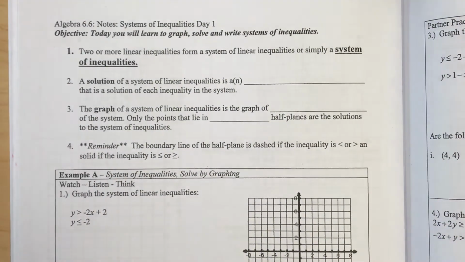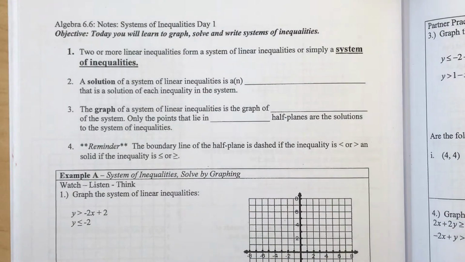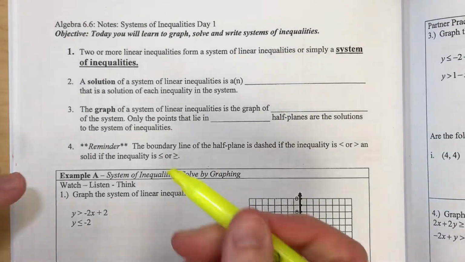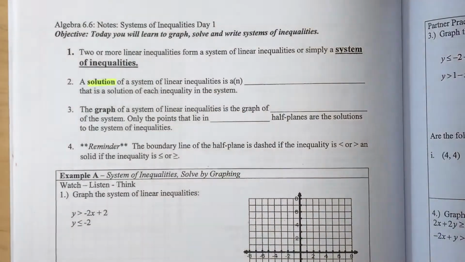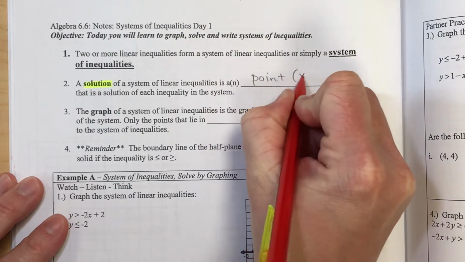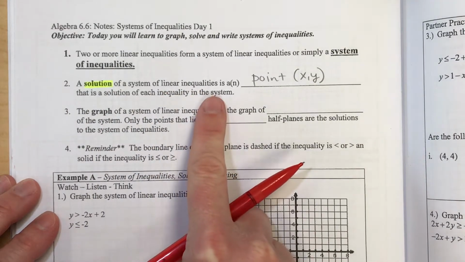First, number one, two or more linear inequalities form a system, and that system is called a system of inequalities. And number two, a solution. So your answer to your system of inequalities is going to be any point, and I'm going to write that down, point, so x comma y, where it is a solution to both of the systems.